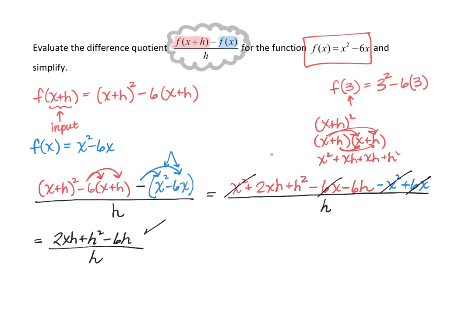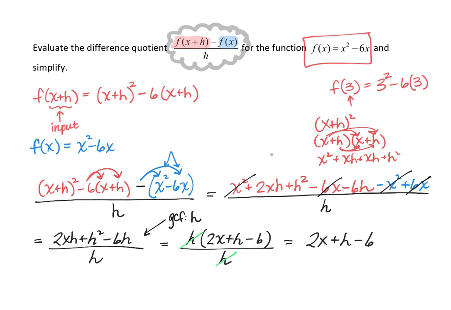And you'll notice in the numerator, all three of these terms have a common factor. They have a greatest common factor of an h. So we can factor out an h. That will be h times 2x plus h minus 6, all divided by h. And by factoring, then we can divide out the h's. So we are left with 2x plus h minus 6. And if you had this written in a different order, that would be fine because the order doesn't matter. But 2x plus h minus 6 would be our final answer.